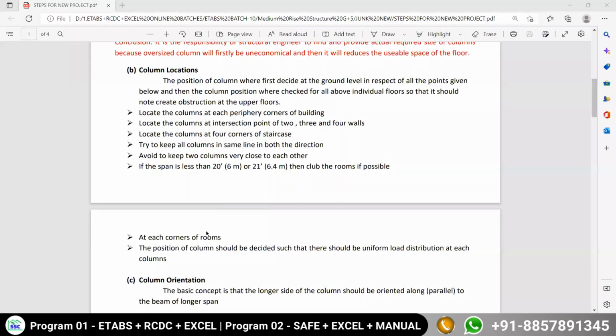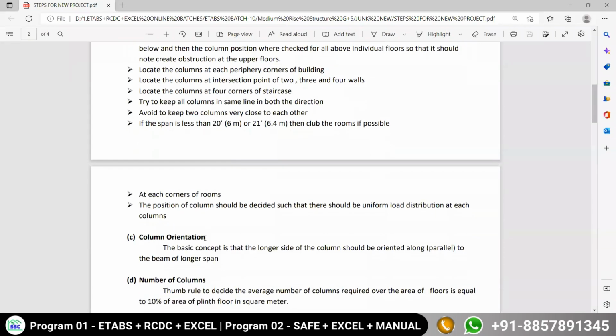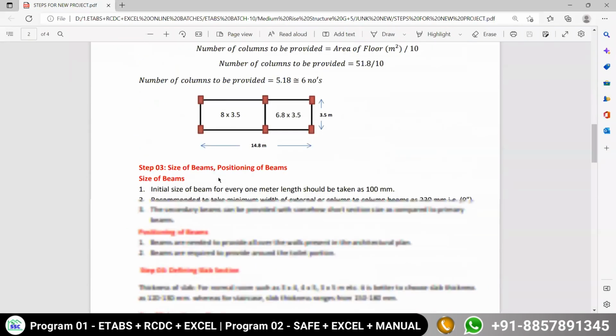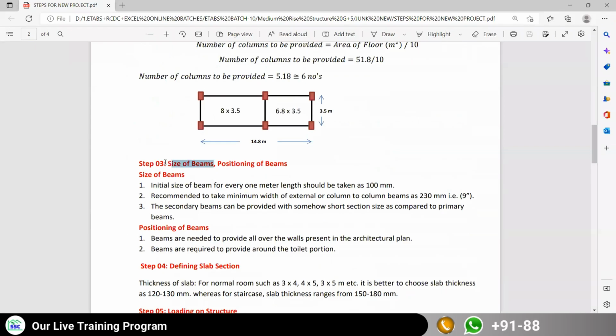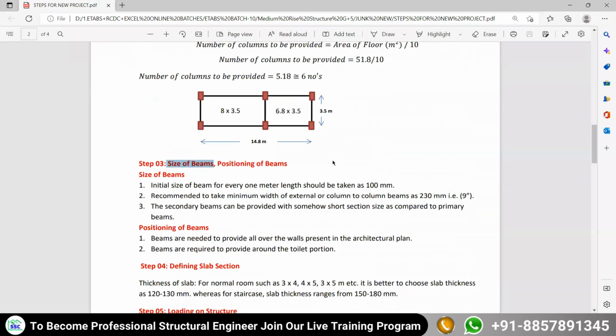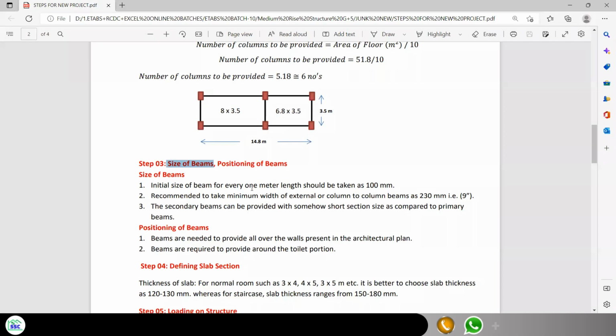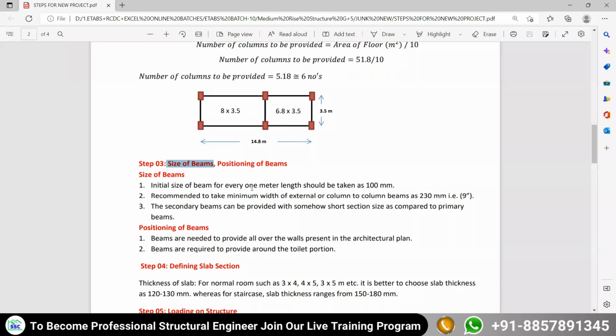Some recommendations are also there for the beam element, in a similar way to your column. What should be the size of your beam? What should be the position of your beam? How to decide the position of the beam over your architectural plan? The initial size of the beam for every 1 meter length should be 100 mm. What? For every 1 meter length of the beam, what should the depth of the beam be?